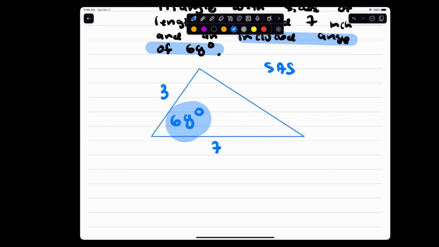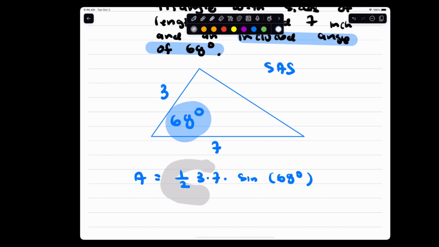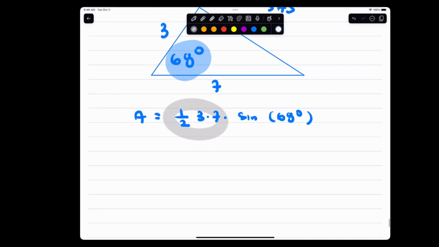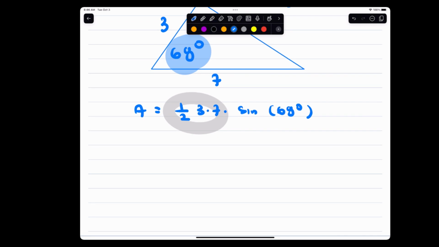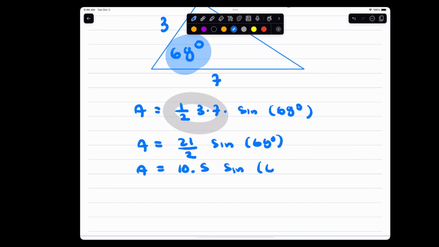So your area is going to be what? 1/2 3 times 7 times sine of 68 what? Degrees. So now with your arithmetic here, you might want to say, what's 1/2 of that going to be really? Isn't that 21 over 2? Sine 68 degrees. You guys happen to know what 21 over 2 actually is? Is that 10.5 as a decimal?